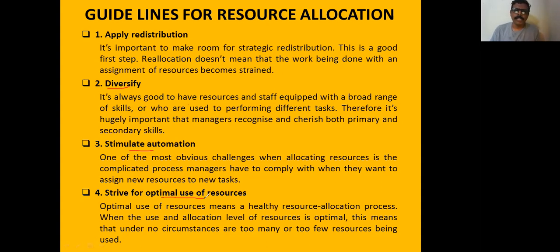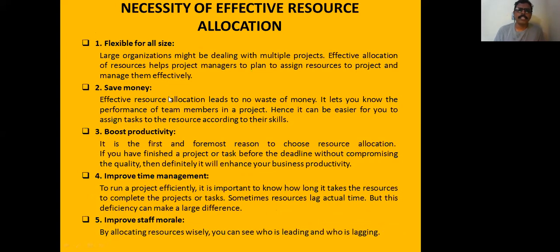Next one is optimum utilization of resources. There must be a careful examination of prioritized tasks, and resources must be allocated to the maximum extent to those prioritized tasks. Such a management is also called priority management. Next one is the necessity of effective resource allocation. Why do we require resource allocation to the maximum? We require it because some organizations are big, they can manage. Some organizations are small, and it is very difficult to manage them.